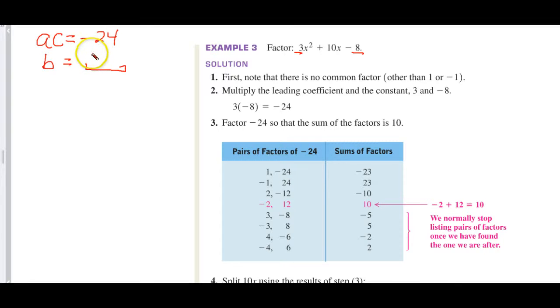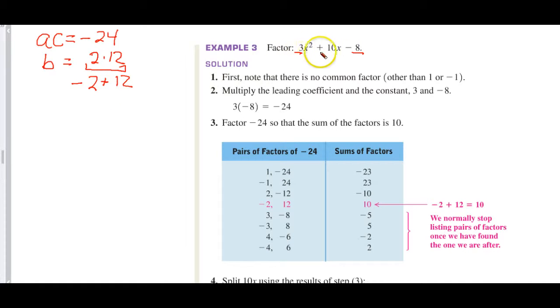Let's see here. 2 times 12. Now, one of these needs to be negative, and we want a positive 10. So this will be a negative 2 plus a positive 12. So when I add these up, I get a positive 10.